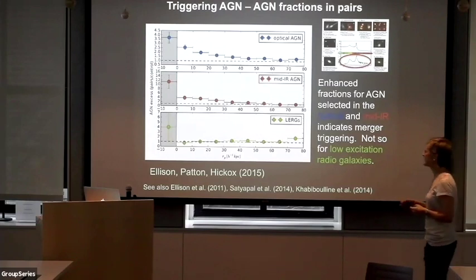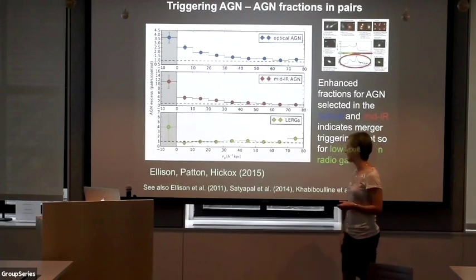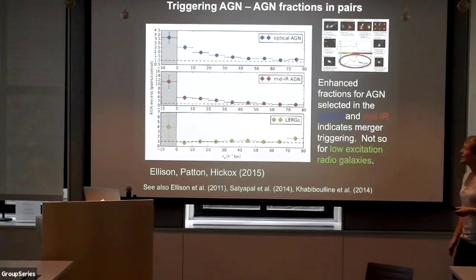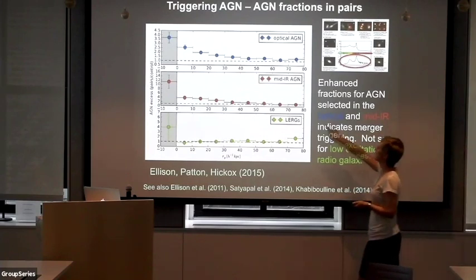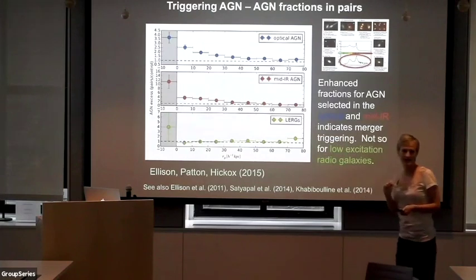So this was first done in a paper by a collaborator of mine, Shabita Sajapal, who interpreted this as the mid-infrared AGN being those that are preferentially being triggered in the merger. So when you have the merger and it's pouring all this gas and dust onto the center, your black hole is more likely to be obscured, and so this is a much more effective way of finding the AGN triggered by mergers.